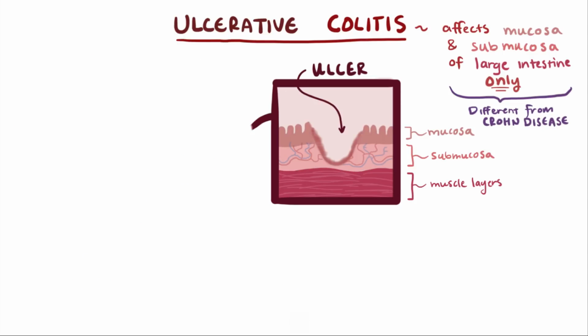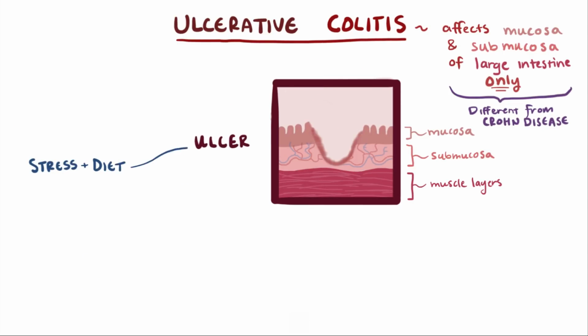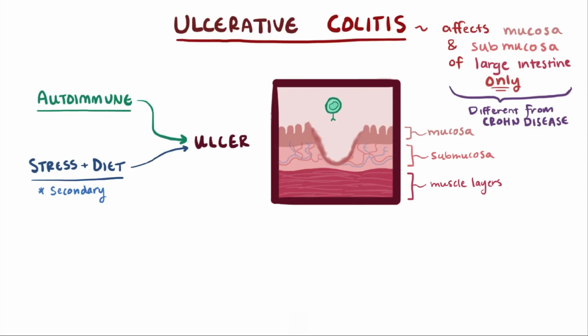Now, although certain environmental factors like diet and stress were once thought to be the culprit behind these ulcers forming in the gut, now it's thought that these are more secondary, meaning they seem to make symptoms worse, but ulcerative colitis is now ultimately thought to be autoimmune in origin. In fact, cytotoxic T cells from the immune system are often found in the epithelium lining the colon. So the thought is that inflammation and ulceration in the large intestine is caused by T cells destroying the cells lining the walls of the large intestine, leaving behind these eroded areas or ulcers.